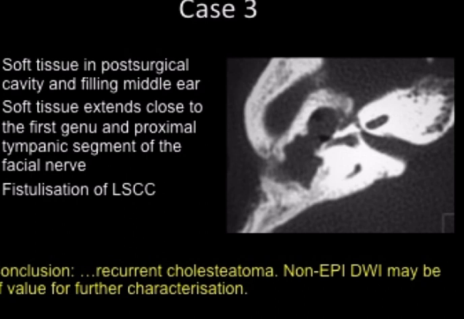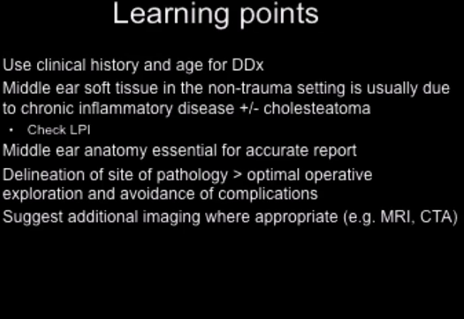In this case, where they've had surgery, I might actually, depending on who's asked for it, recommend non-echoplanar DWI for further characterization. So, in summary, the learning, I think the critical things are history, examination, and age. And you should use those to really narrow your differential diagnosis. If you've not had trauma, if you've got middle ear soft tissue, it's usually inflammation, plus or minus cholesteatoma, rather than anything else. It could be a tumour, less likely.